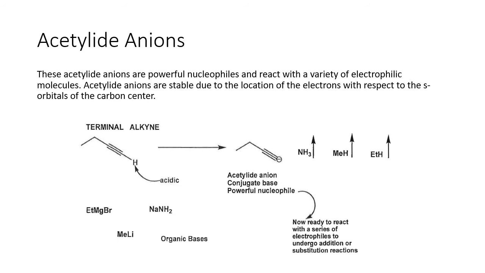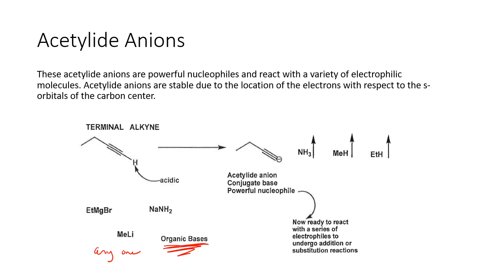So the first part of any of these mechanisms involving a terminal alkyne is we're going to deprotonate that acidic proton using any one of those three reagents. So you would just pick one of them. So here we have three examples. We have sodium amide, methyl lithium, or ethyl magnesium bromide. Those are all strong organic bases. So let's show how we would show that deprotonation using any of these.